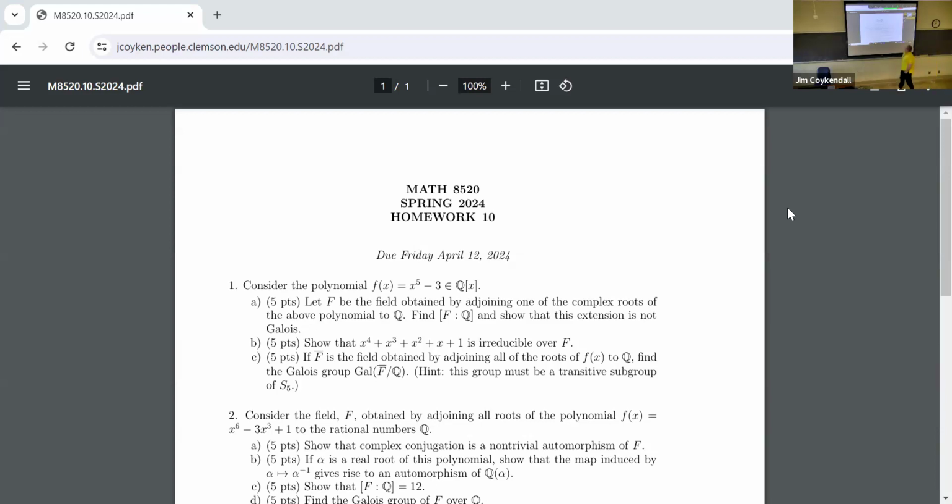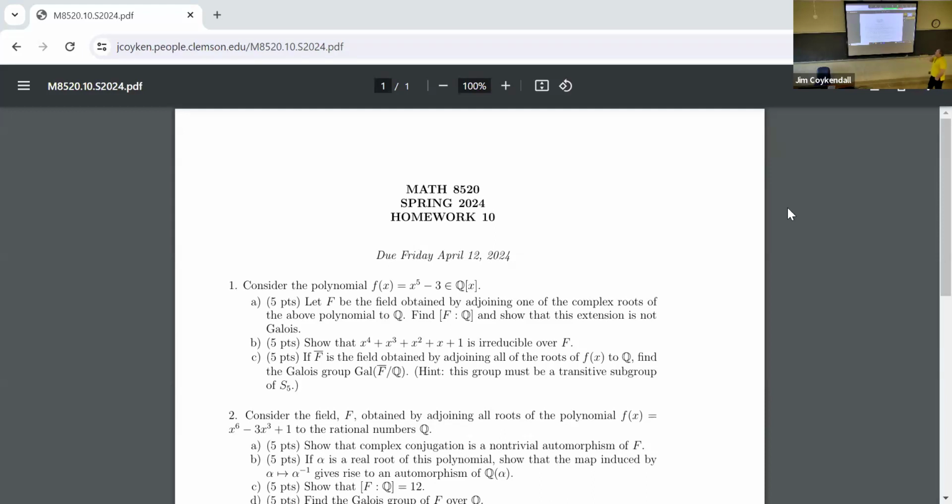Now consider this other polynomial, x to the fourth plus x cubed plus x squared plus x plus 1. Show that this is irreducible over F. It is not too difficult to show that it's irreducible over Q, but I also want it to be irreducible over F, which is this larger field that you got by adjoining one of these roots. There's an earlier homework problem that might make this easier. You can kind of do this the hard way, get on your bulldozer and just drive, or there's a homework problem that might help it be a little bit easier.